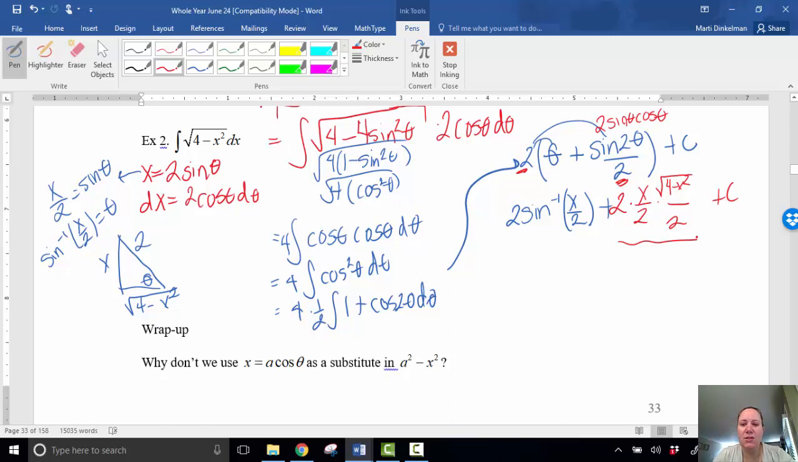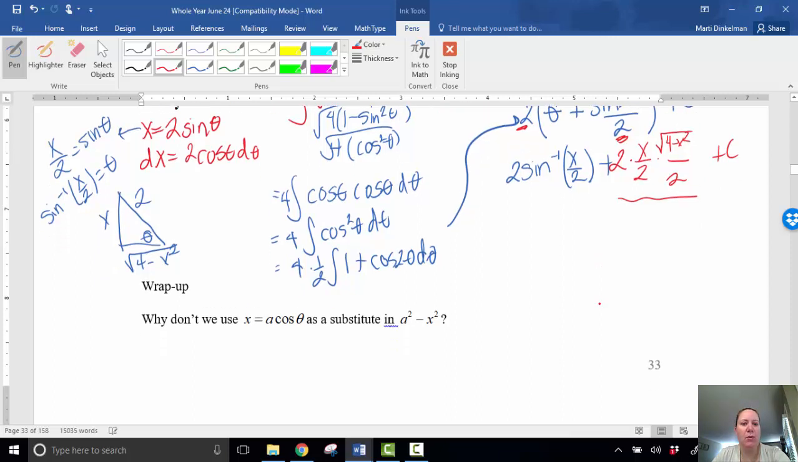So clearly there's some simplifying I can do in there, but that's how we use that reference triangle. And sometimes we have to use that identity that I had in that previous unit or section. Okay, really quick wrap up, just to think about why we don't use x equals a cosine as a substitute? We technically could, but think about why we might not want to, and then you can get started on the assignment.